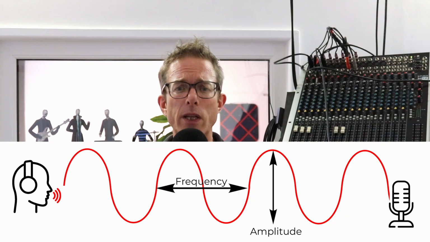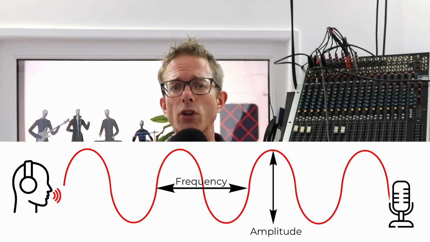Let's start by demystifying the very essence of what we hear, sound. At its core, sound is a vibration that travels through a medium like air and reaches our ears. Two fundamental properties define any sound: its frequency, which determines its pitch, and its amplitude, which dictates its volume.